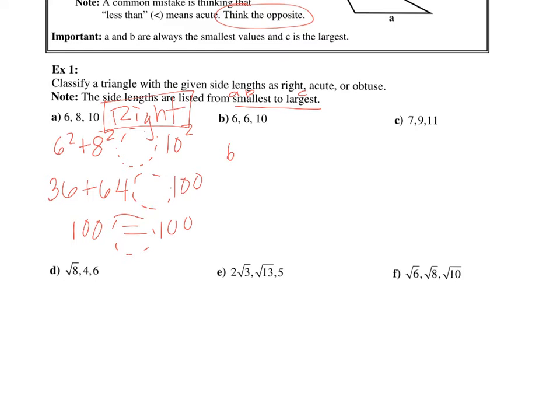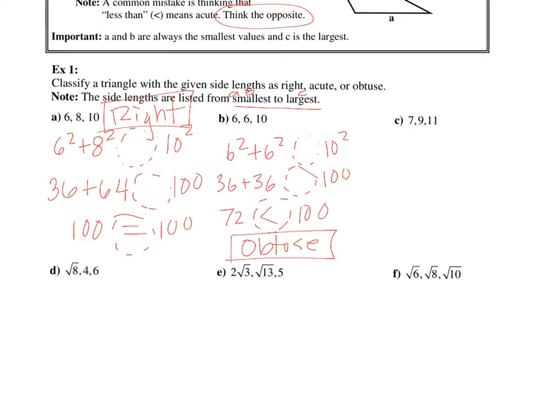Now I have 6 squared plus 6 squared is something to 10 squared. I have 36 plus 36 is something to 100. So I have 72 is something to 100. What is that something? It's less than. So a squared plus b squared is less than c squared. That means I have an obtuse triangle.